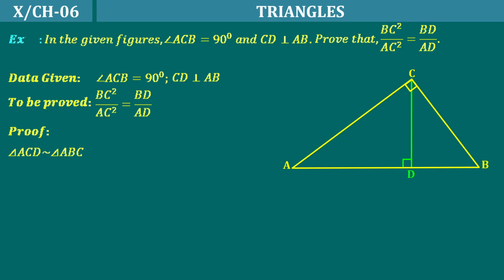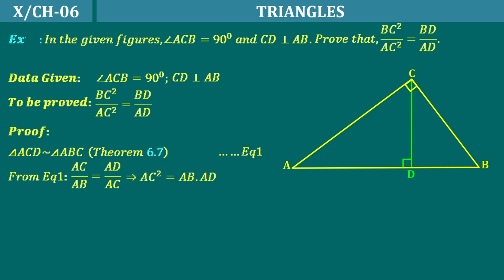And what is the data? From this 6.7 we can prove these two triangles are similar, and we can infer from this AC by AB equals AD by AC. These are corresponding sides, right? Let us say by cross multiplication AC square is equal to AB into AD, and we can make it as equation 2. Similarly, let us take another two triangles, that is triangle BCD and the bigger triangle BAC.